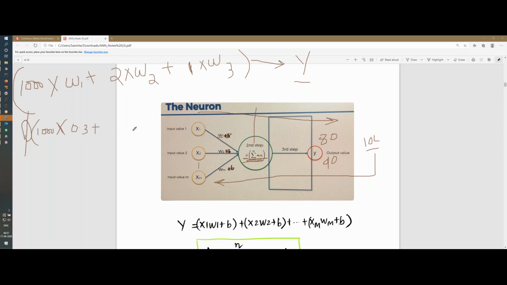In the first iteration, I used W1 0.1, W2 0.1, and W3 0.2. In the second iteration, I will go back and update them randomly. It's hit and trial, no rules. I will change W1 to 0.3, W2 to 0.2, and W3 to 0.3, and again I will run the algorithm.